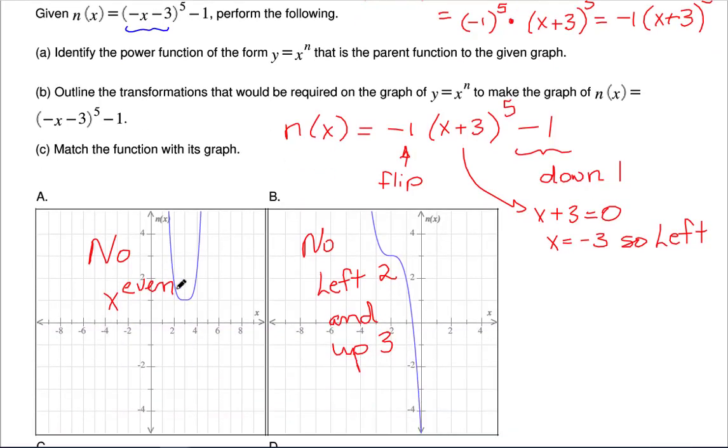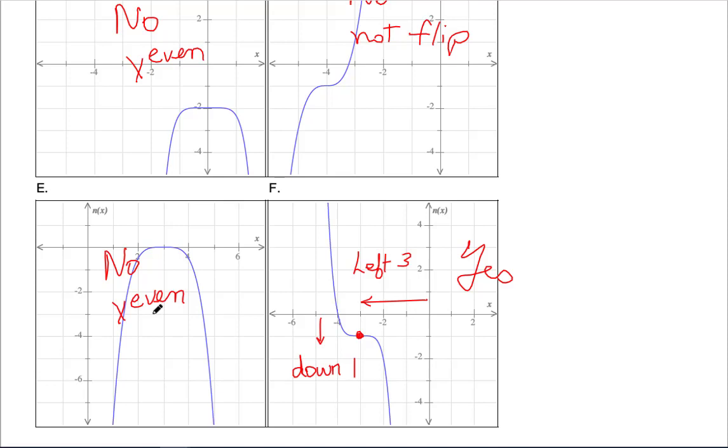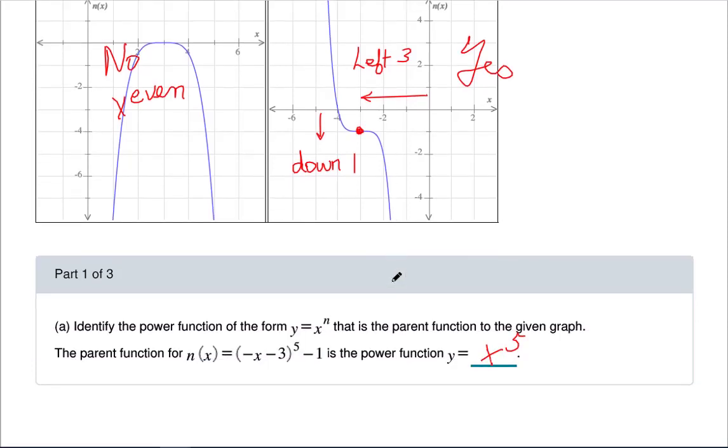Well, let's see. No, that's x even, not a. B. It is flipped, but this one went left and up. Nope, we need to go left and down. All right. Nope, x to an even. Well, this one did move, but it's not flipped. X even, no. Okay, what about F here? Let's see, we did go left by 3, down by 1. That looks good. And it is a flipped over x to an odd power. And that was x to the 5th.